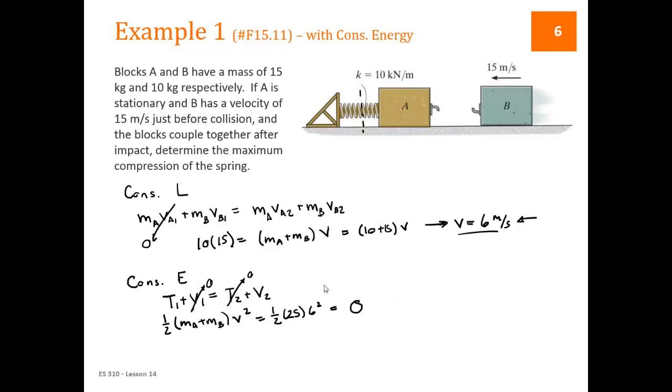Then our potential energy is stored by the spring, so 1/2 k s squared, and k was given as 10,000. So we have 1/2 of 25 times 6 squared is equal to 1/2 of 10,000 s squared. We can solve for s, and we get s is equal to 0.3 meters. So the spring compresses 0.3 meters.